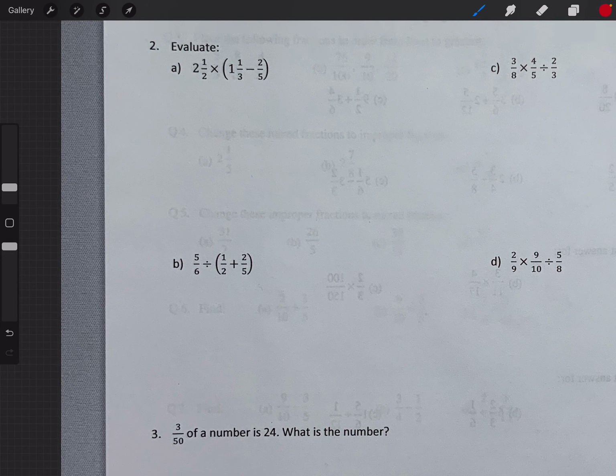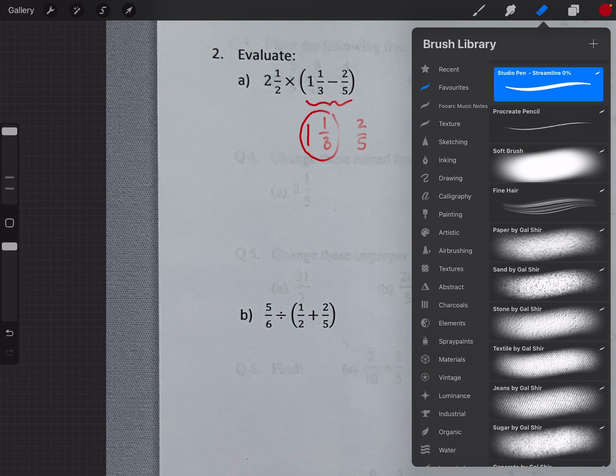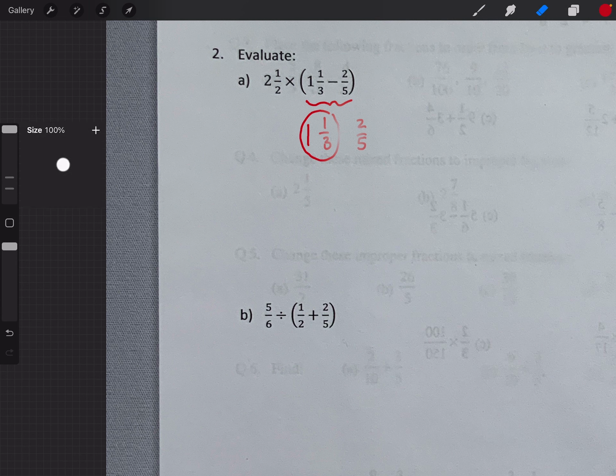Alright, now it says evaluate this thing. So we have to apply BODMAS, okay? BODMAS, you see the brackets, so we must do the brackets first. So we must work on this, so we got 1 and 1/3 minus 2/5. Now, to subtract this, I would turn this into an improper fraction, and then we can subtract it. Might be easier for you to understand that way. Let me change this rubber so it's not too big there. Okay, so there we go.